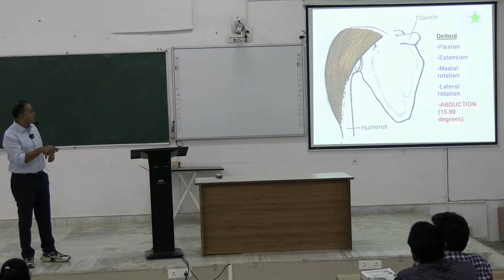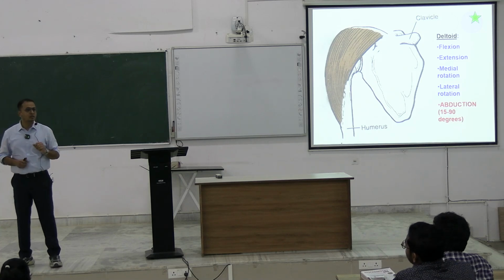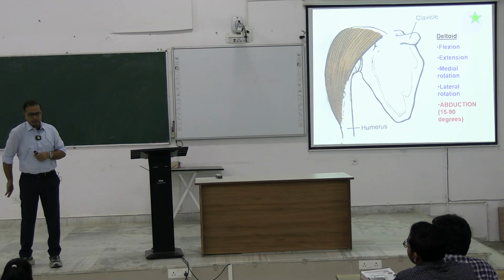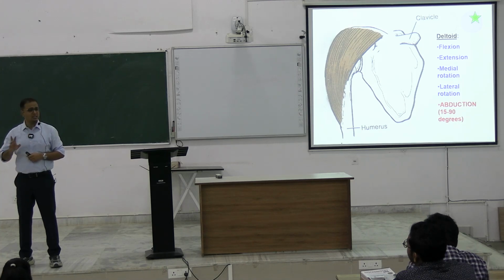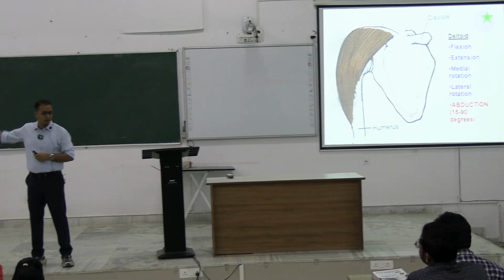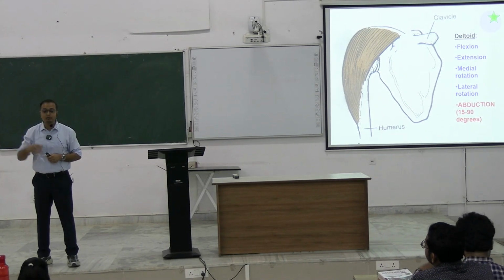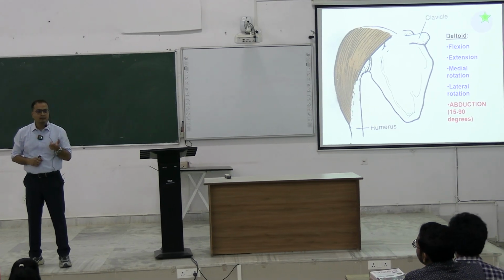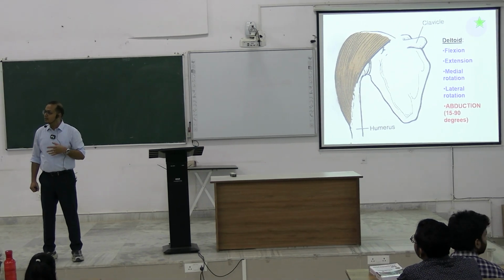So you see, 1, 2, 3, 4, 5. So 5 actions out of 6 movements. The shoulder joint has 6 movements: flexion, extension, medial rotation, lateral rotation, abduction, adduction. Along with that, combinations of everything, circumduction. So everything together, it has a wide range of movement. So it can do any movement except one. What is that? Adduction. Adduction cannot be done.